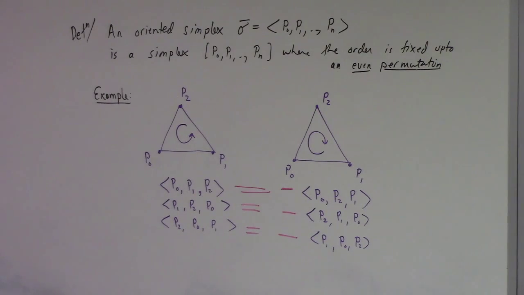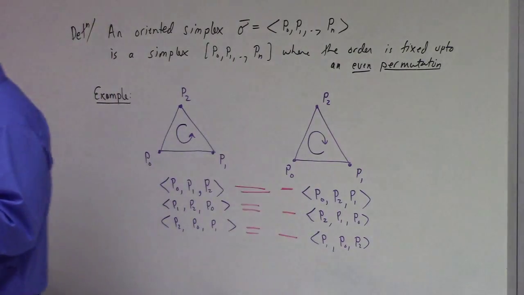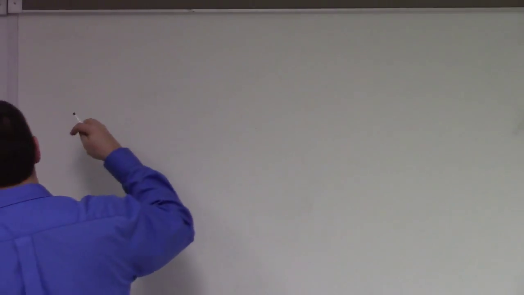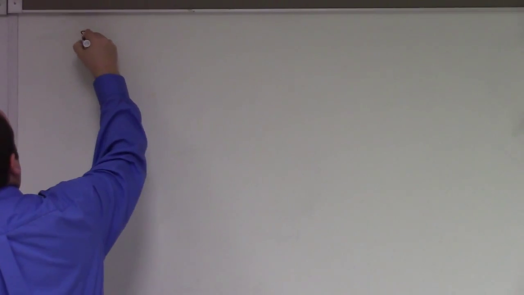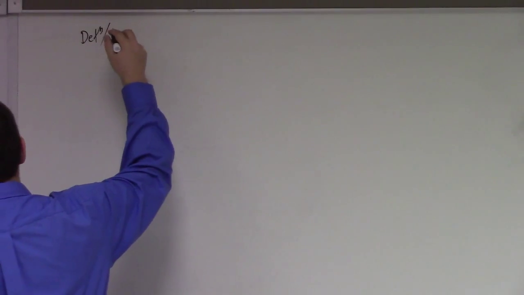Okay, so we can define a vector space here built from formal linear combinations. So here's the definition. What's an M chain?